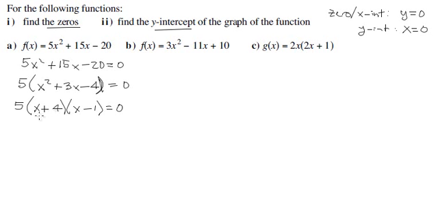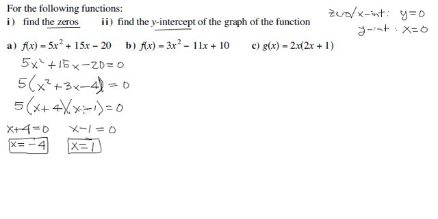So the zeros, if you picture solving this, if x plus 4 equals 0, you'd solve that and get that x must be negative 4. Or, alternatively, if x minus 1 equals 0, 1 goes over to the right-hand side, you get x equals 1. Those are the two zeros, also known as the roots or the x-intercepts.